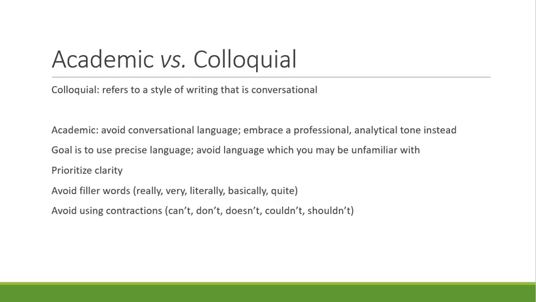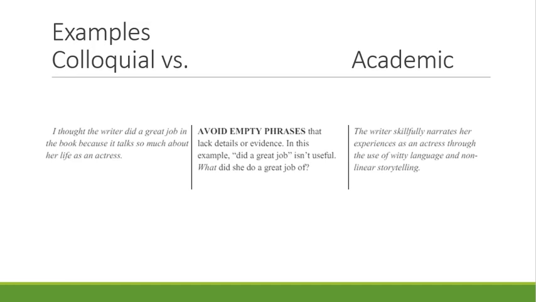You want to prioritize clarity, avoid filler words, and avoid using contractions. I found some of these examples over the next few slides. These aren't exactly things that you might typically write about in a systematic review or in a scoping review, but we're going to look at the colloquial versus academic kind of language, and then we're going to explore some examples from your assignments last term.